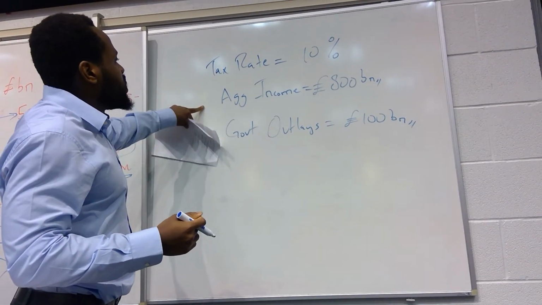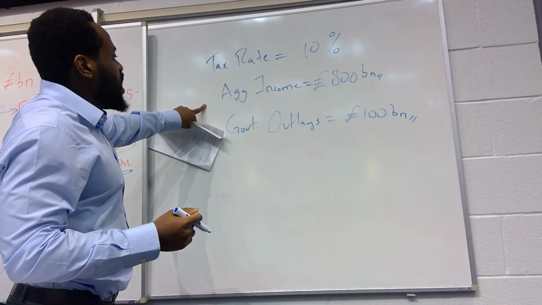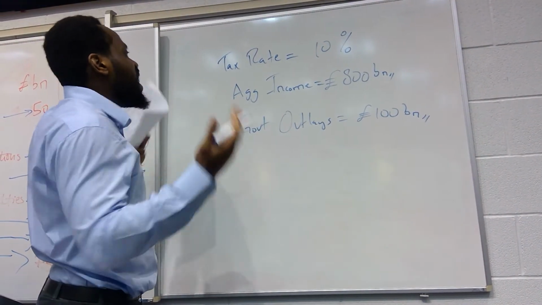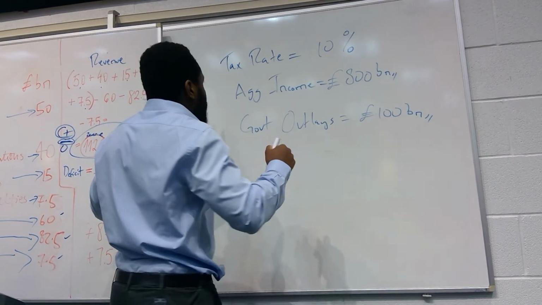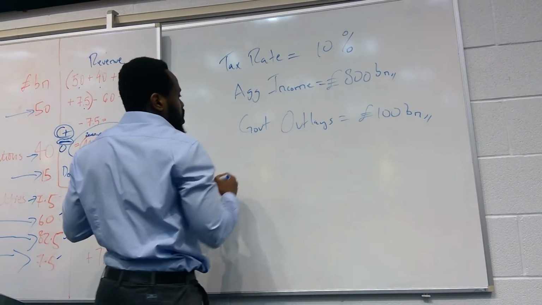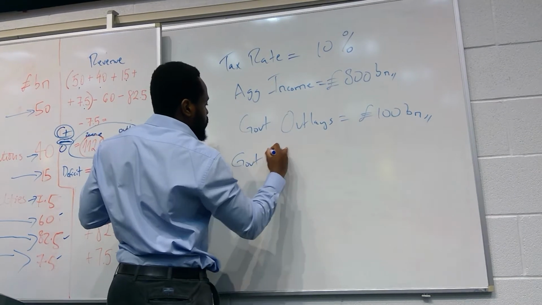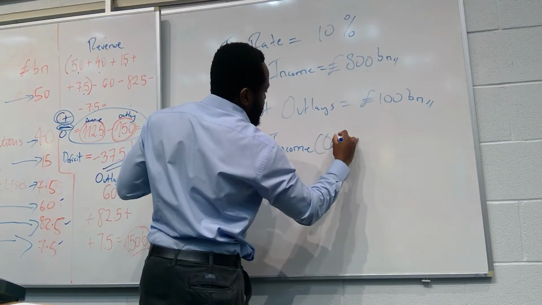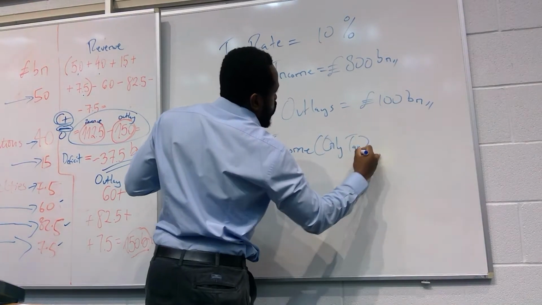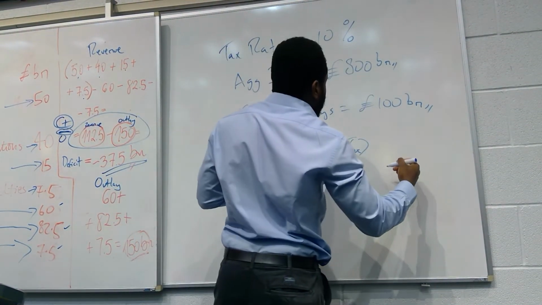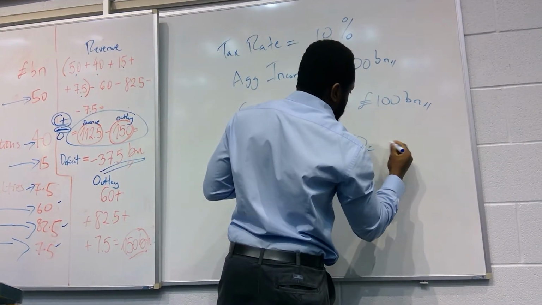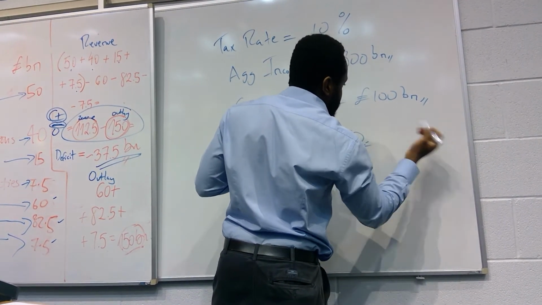So what is government income? Because our only income comes from tax, so we've been told only income comes from tax, and tax rate is 10%. So government income, which is only in form of tax, would be 10% of 100 billion. That is what? Of 800 billion, sorry. So 800 billion times 10%.